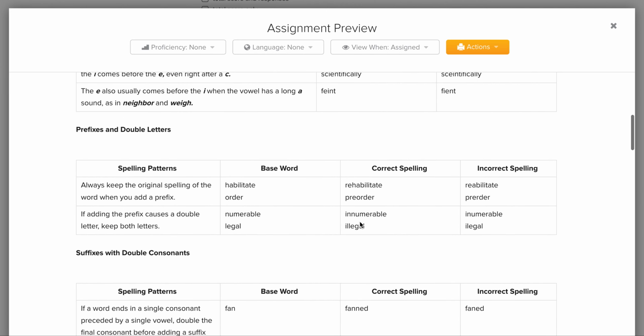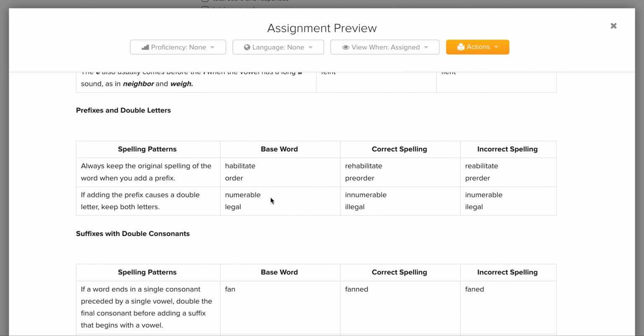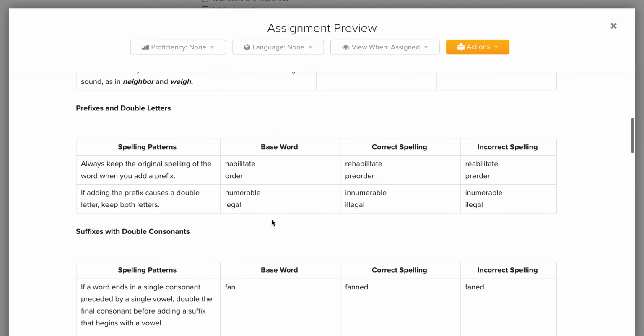The next section talks about prefixes. That's when you add a few letters to the front of a word, such as habilitate. And if you add an RE in the front, then it becomes rehabilitate. So the general rule of thumb here is that if you're adding a prefix to it, you don't change the spelling. You always keep the original spelling of the word when you add a prefix.